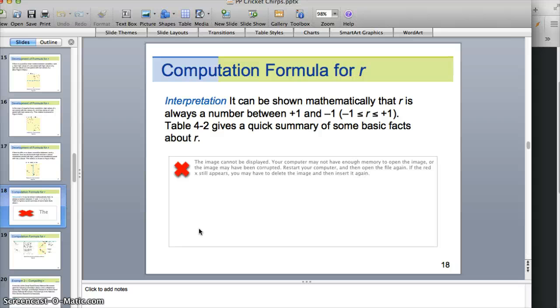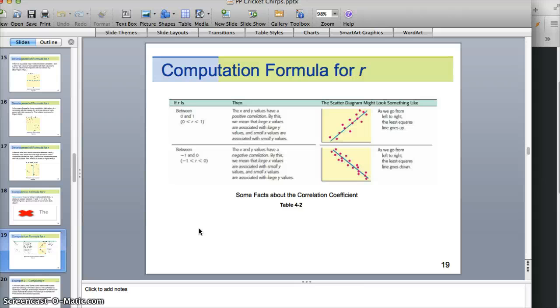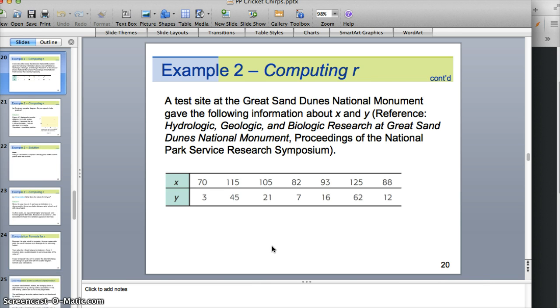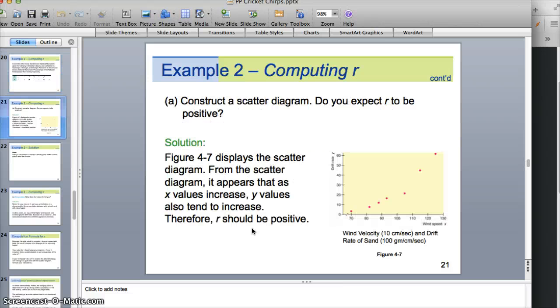Again, it can be shown mathematically that R is always a number between +1 and -1. So this is example 2, computing R. A test site at the Great Sand Dunes National Monument gave the following information about x and y. Construct a scatter diagram. Do you expect R to be positive?